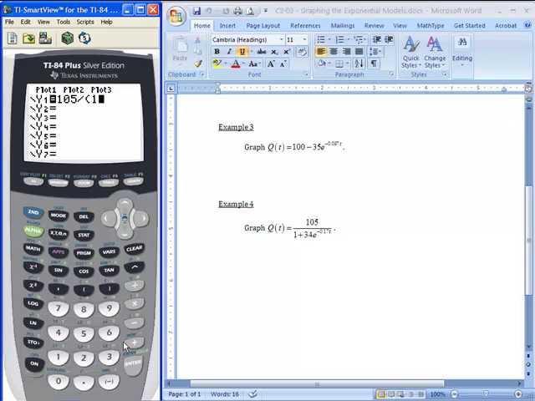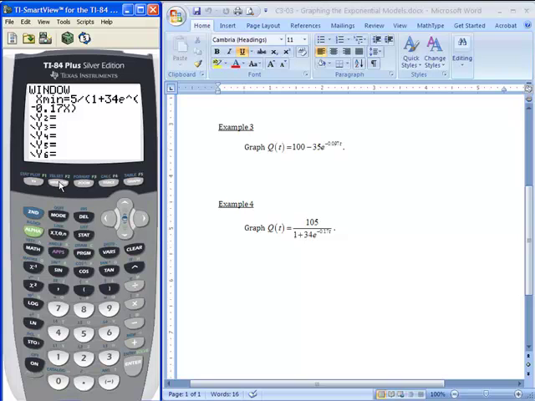So we're going to have 1 plus 34, and we're going to have e to the... I just accidentally got 10 to this, so I'm going to go back and delete that and try again. We're going to use e to the, and in this case the power is negative 0.17, and again we will use x in place of t on the calculator. Close the parenthesis, press enter.